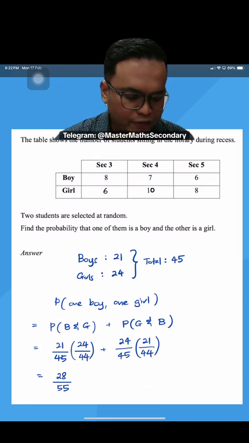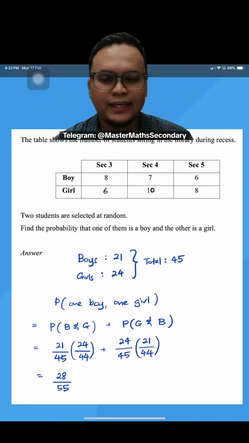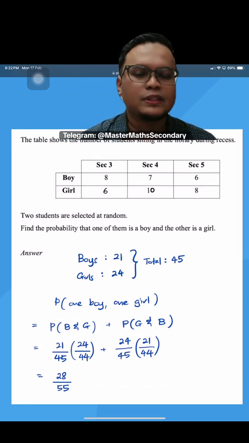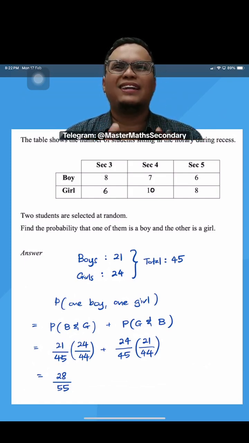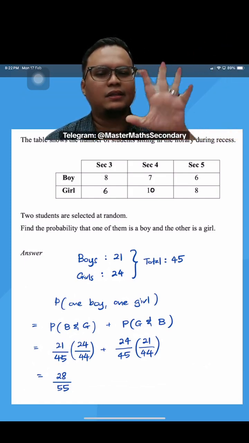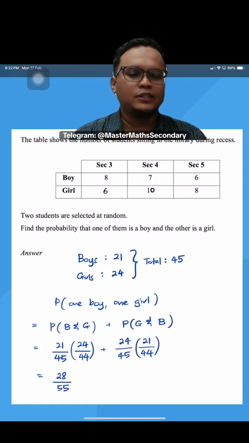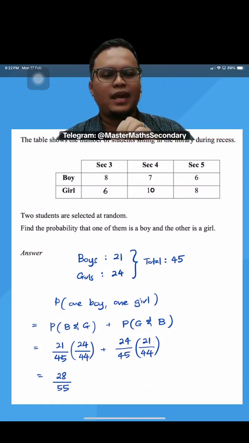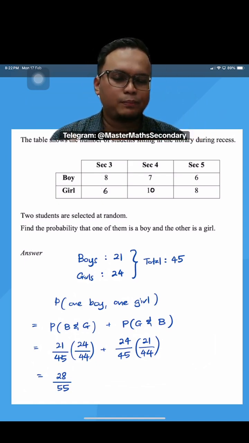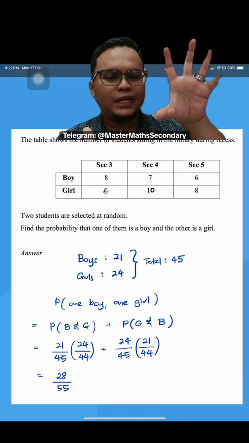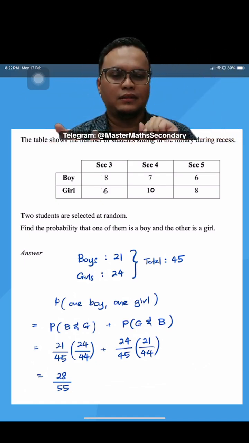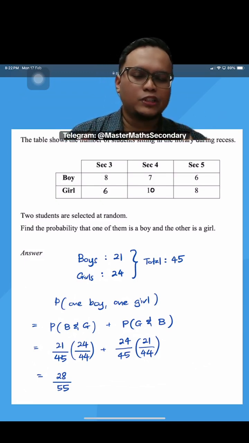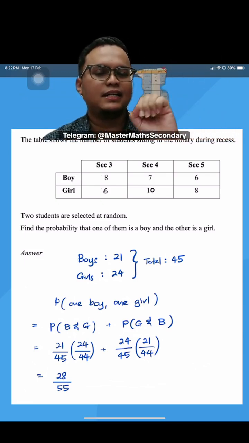To find the probability of one boy and one girl, there are 2 possible scenarios. When it comes to probability, always look at it as first pick and second pick. The first scenario is that I pick a boy first, followed by a girl. There's also another possibility of picking a girl first, then a boy.